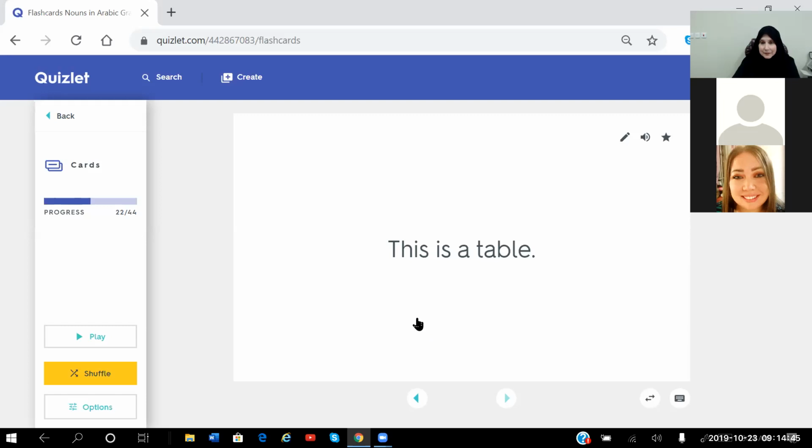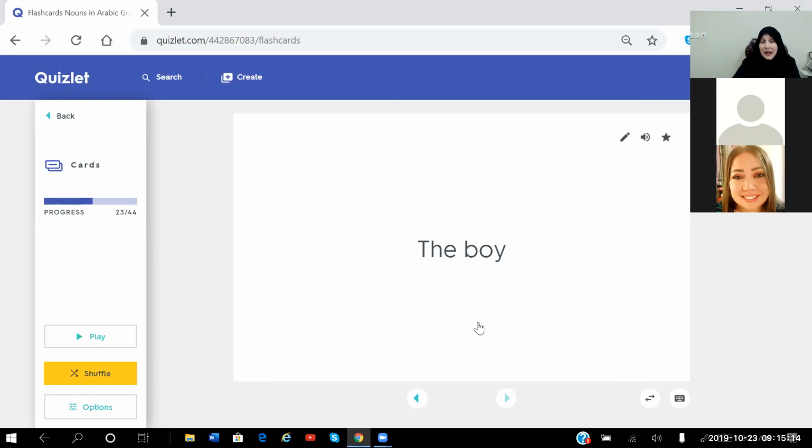Elise, how do we say this is a table? Hada tawilatun. Is tawila masculine or feminine? It sounded feminine. So what do we need for this? Hadahi. Hadahi tawilatun. This is a table.